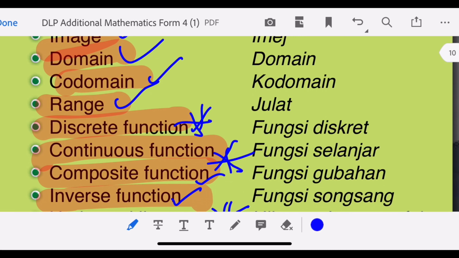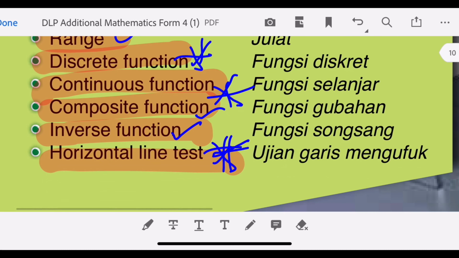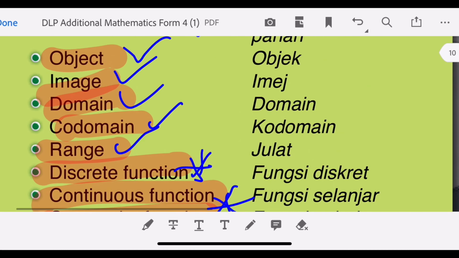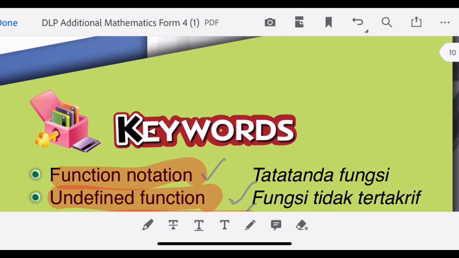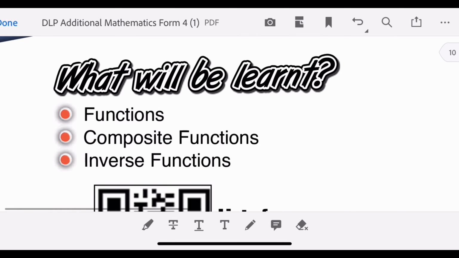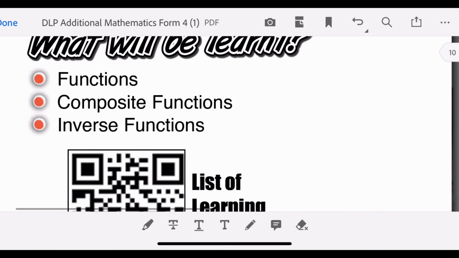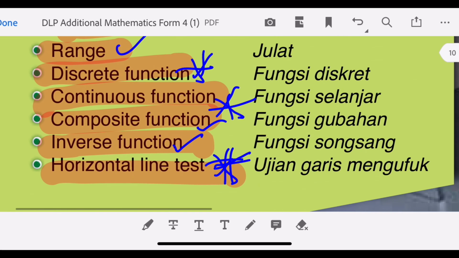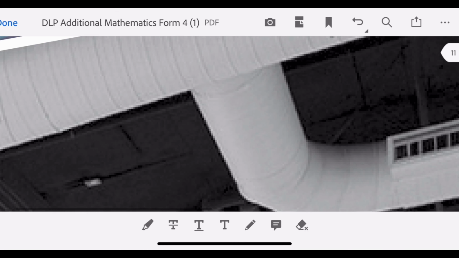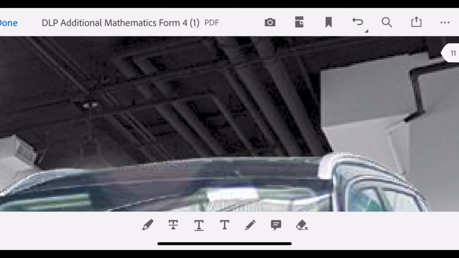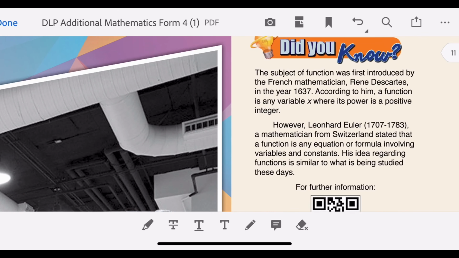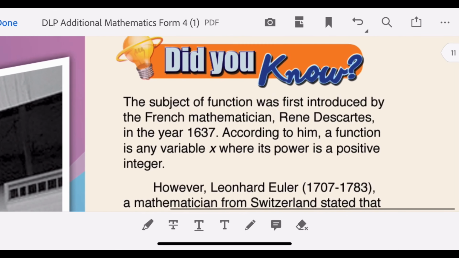Okay, so let's see again. Domain, you should know domain is actually a set consisting of all the objects. Right now you can even scan the QR code and then you will have the objective of the learning for this function. Okay, so now let's go through.